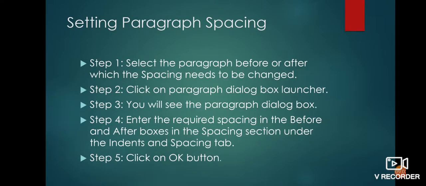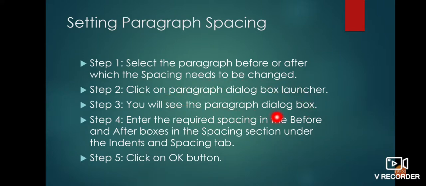The next part is setting paragraph spacing. What do you mean by paragraph spacing? Paragraph spacing means the vertical distance between two paragraphs. Okay. So how can it be done? The first step, select the paragraph before or after which the spacing needs to be changed. Then step 2, click on paragraph dialog box launcher. Same as in line spacing, we will be clicking on paragraph dialog box launcher, right?